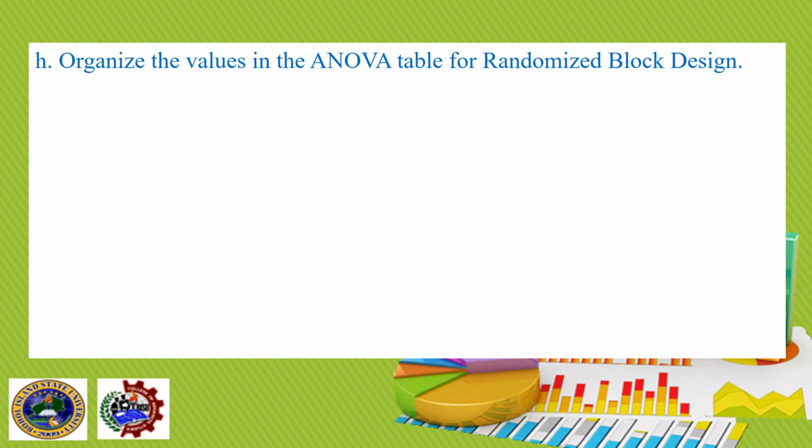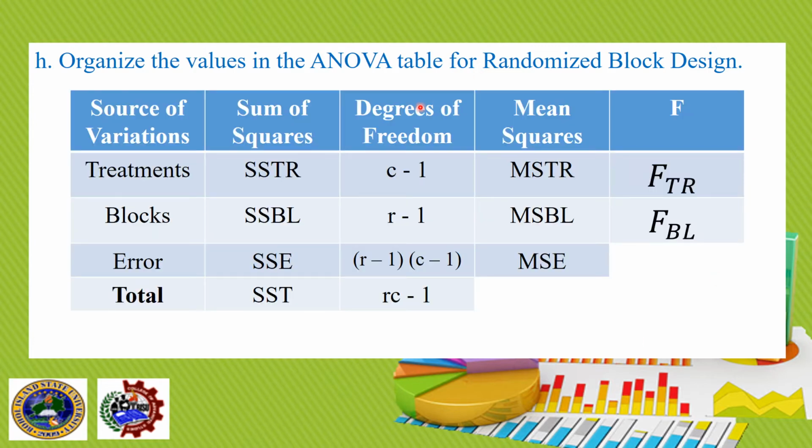Step H is to organize the values in the ANOVA table for the randomized block design. So this is how the table for randomized block design looks like. It has 5 columns. We have the source of variations, the sum of squares, the degrees of freedom, the mean squares, and the F values.